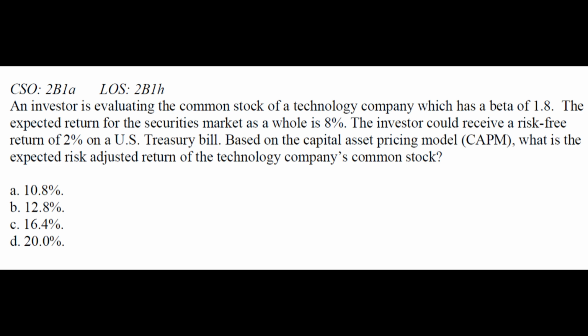The expression is market return minus risk-free rate, called the market risk premium, representing the additional return investors require for investing in the market instead of a risk-free asset. First, calculate the market risk premium. 8% minus 2% equals 6%. Then multiply by beta. 1.8 times 6% equals 10.8%.